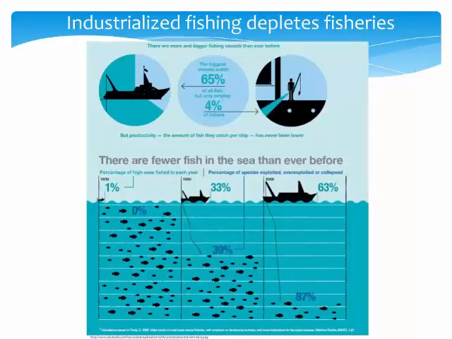This infographic shows how fishing has escalated since 1950. In 1950, we didn't fish in the high seas. In 1980, we were fishing in 33% of the high seas, and then by 2006, we were fishing in 63% of the high seas. This increase in fishing in high seas equates to extracting more fish out of the ocean than ever before.